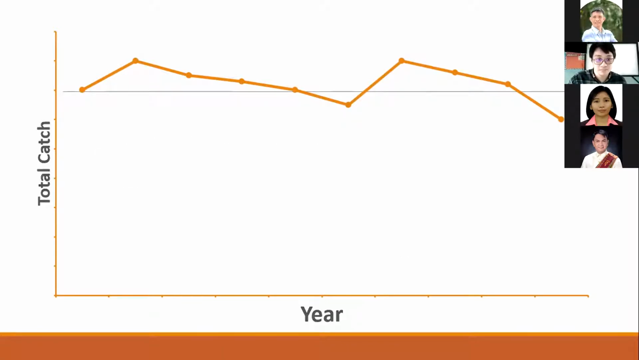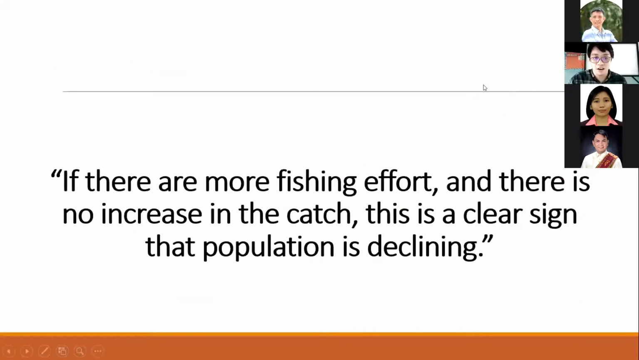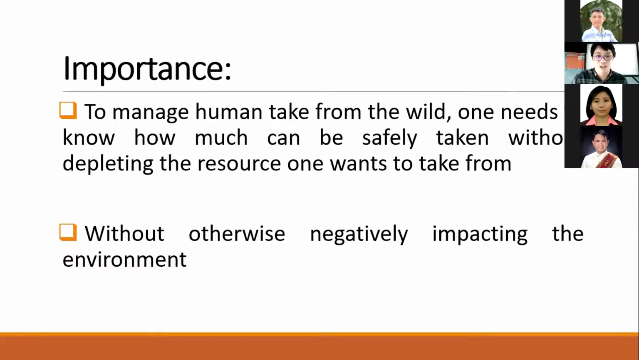So there is an increase in our fishing efforts. If there are more fishing efforts and there is no increase in the catch at a specific time, there is a clear sign that the population of fish is declining. With that, we should be able to tackle MSY, or the maximum sustainable development, so that we know how to get the highest catches of fish while maintaining the fish population in our stocks to replenish itself and reach sexual maturity.